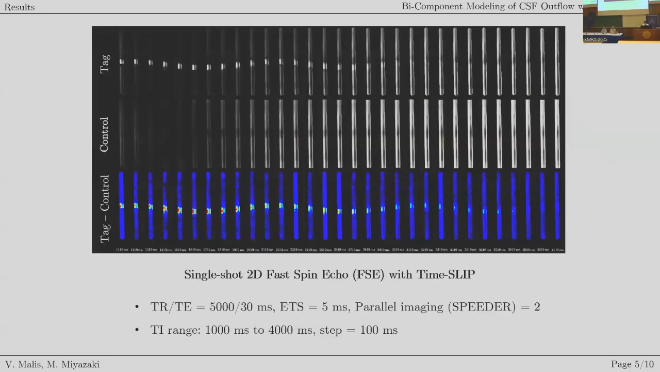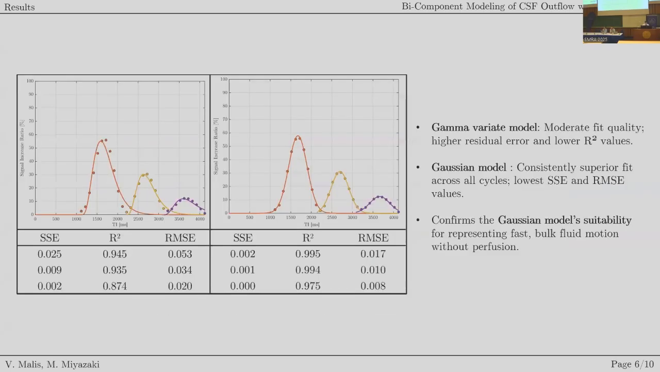We performed imaging with time-SLIP, and you can see here on the top the tag images and the control images in the second row. The subtraction between the tag and control gives the color maps shown at the bottom. The imaging was done using a single-shot 2D fast spin echo readout, and the TI here ranges from 1 second to 4 seconds in increments of 100 milliseconds.